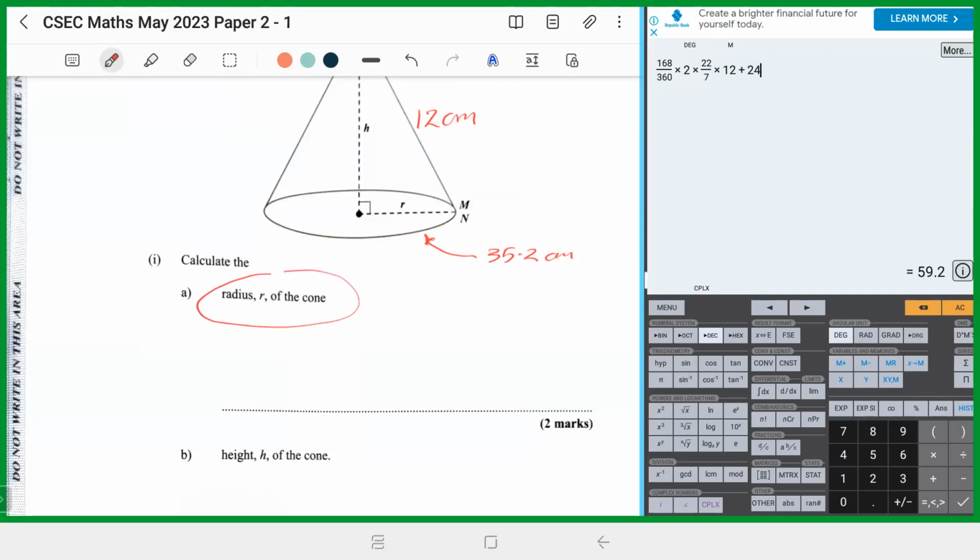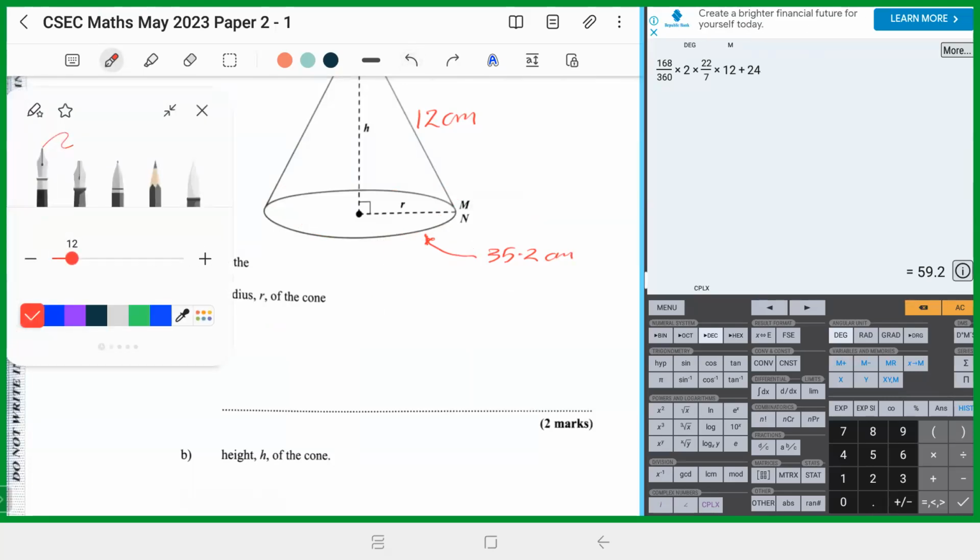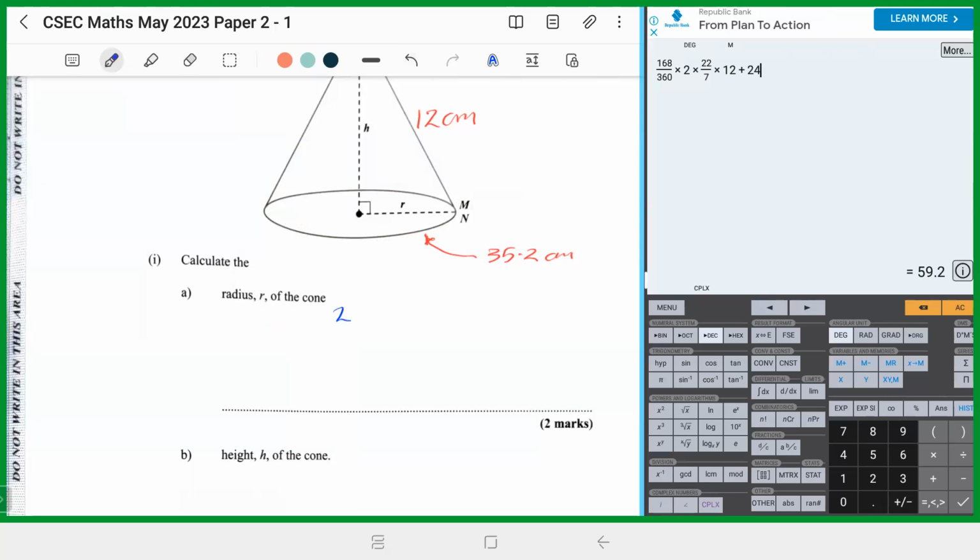So we must calculate the radius of the cone. We know that the circumference of this base is 2 pi r. So the 2 pi r, which is the circumference of the base of the cone, is equal to what the arc length was a while ago in the sector. This is equal to 35.2. Trying to find r, we divide by 2 pi. So r equals 35.2 divided by 2 times pi.